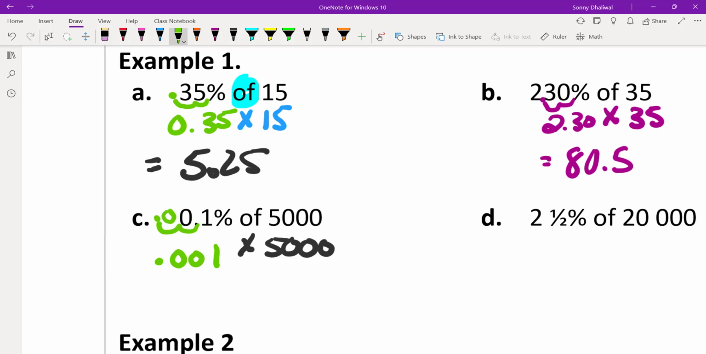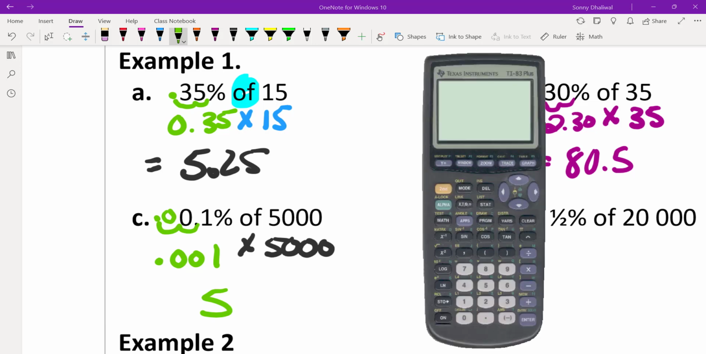Then we multiply. Grab your calculator. What's 0.001 times 5,000? Is it a lot? No. When you compare it to 5,000, it's not a lot, right? 5. So practice using your calculator, especially since you guys aren't used to using decimals a lot, right? 0.001 times 5,000 is 5. Okay?